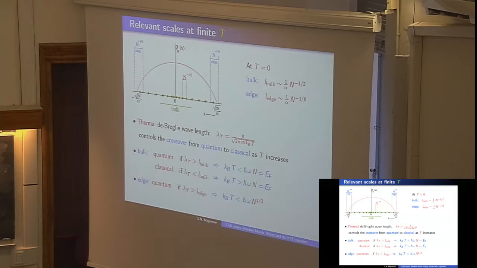It's like zero temperature, quantum. And then when you go beyond this temperature, that means if the temperature exceeds this value, then it will have a classical effect. Quantum effects will get washed out basically. Okay, so this is a very simple exercise. You can just get the relevant scales at the bulk and the edge. Again, there are two different length scales associated with it. Okay, so we should remember this here, that at the edge, the relevant scale is just h bar omega n to the power 1/3. So this will be relevant a little bit later.